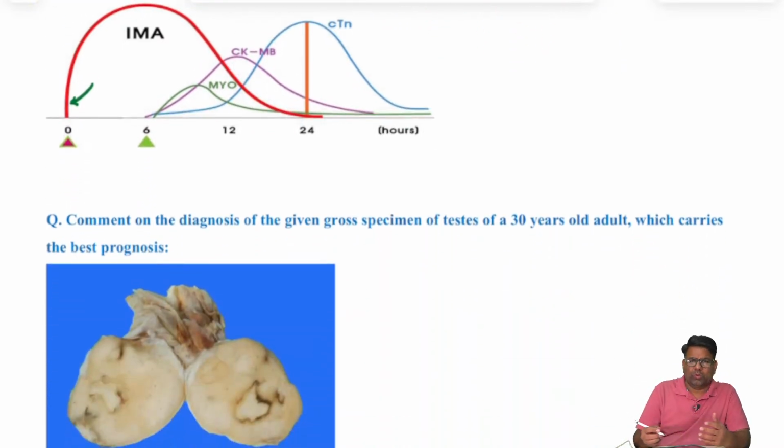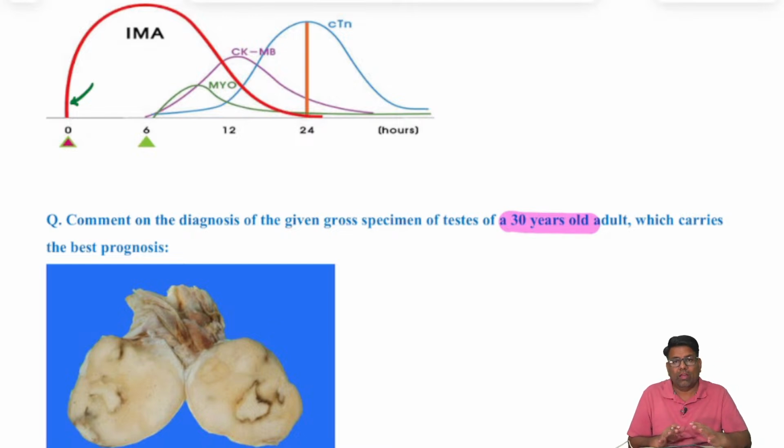Then there was a question in which a gross image of a testicular mass was given, and this was importantly in a 30 years old male, right? So this is the gross specimen of a testicular pathology in a 30 years old male. And if you can see here, the cut surface shows no evidence of necrosis or hemorrhage, right?